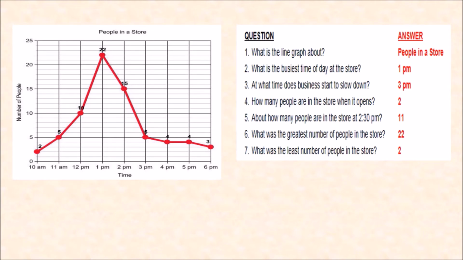What was the least number of people in the store? That would be the lowest point of the graph, and that's actually the beginning, which is 2 people. Second lowest is in the evening when they're about to close maybe, and that's 3 people. But the smallest is 2 people. That's the least number of people in the store.